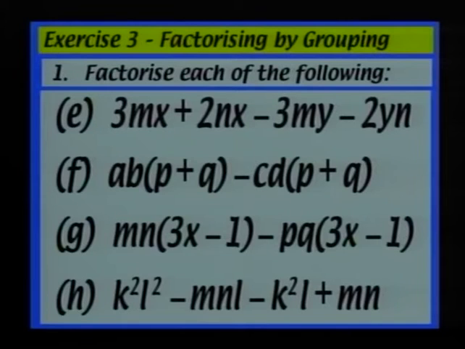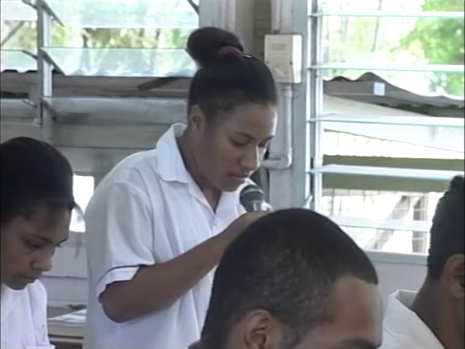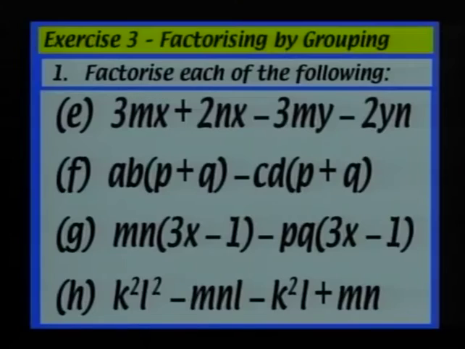Letter E, Livingston. X minus y times 3n plus 2n. X minus y times 3n plus 2n is correct. Letter F, Patrick. ab minus cd multiplied by p plus q. P plus q times ab minus cd. Okay. Miriam, letter G. 3x minus 1 times mn minus pq. Okay, 3x minus 1 times mn minus pq.